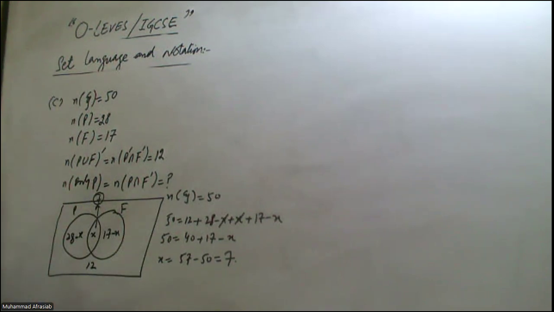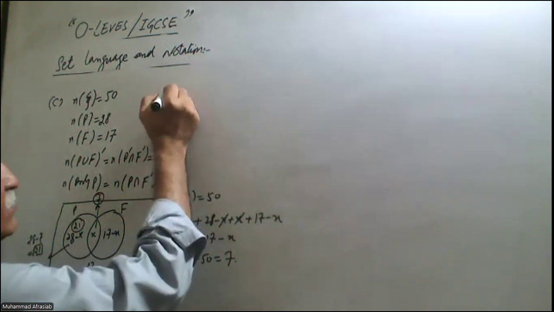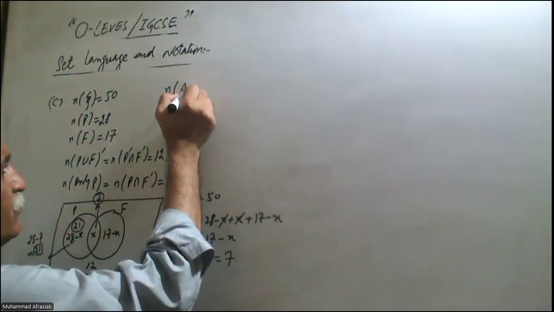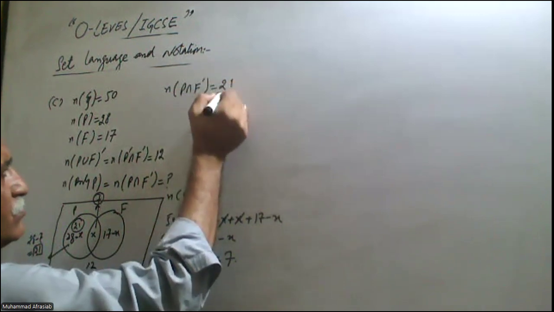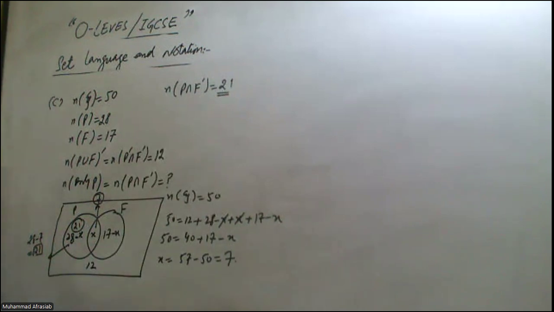Now they are asking for only piano, that is 28 minus 7, which is equal to 21. So this is 21 we have calculated. Those who have attended only piano, so P intersection F complement, is equal to 21.